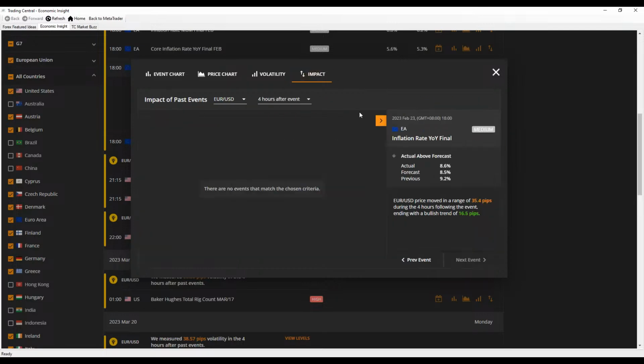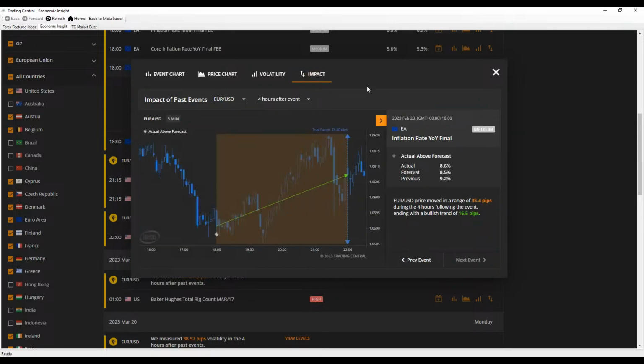And lastly, what we have here is the impact of the prices after the release. I think this last tab gives you a more micro perspective on the price. It zooms into a very small time frame. So this is 5 minutes. You're able to see 4 hours after the event, from when it was released until 4 hours later, how the prices moved throughout this time. This is the most recent event, of course.